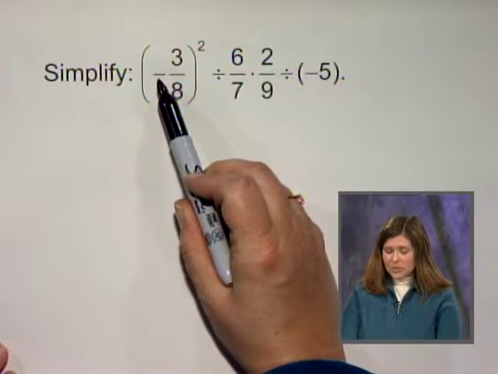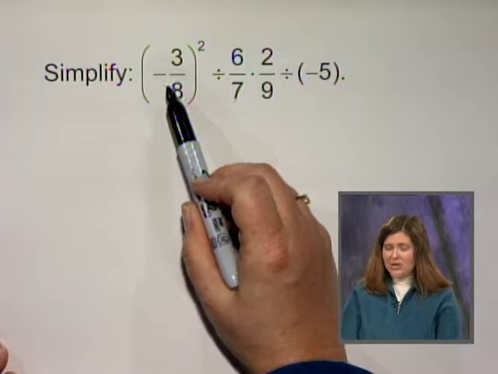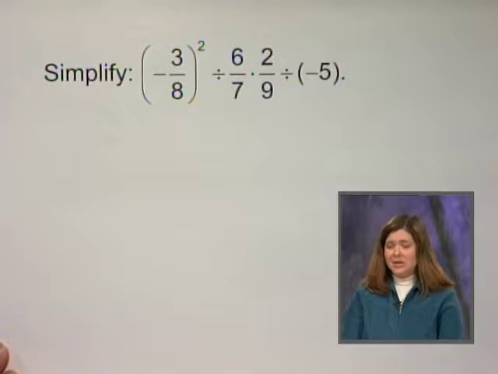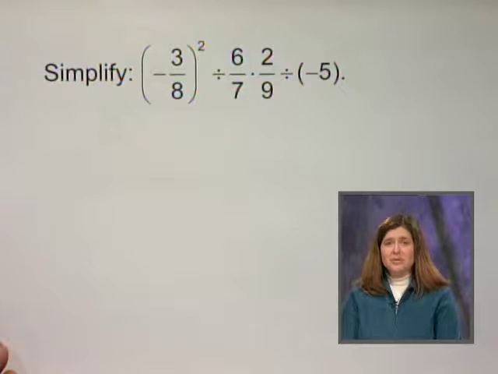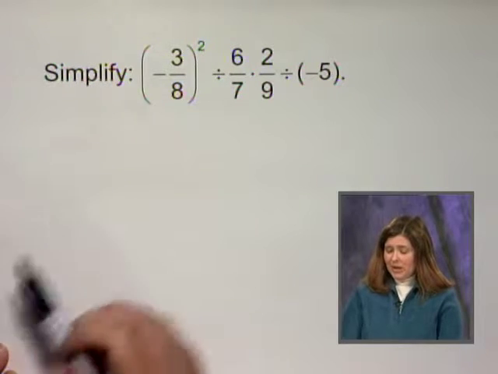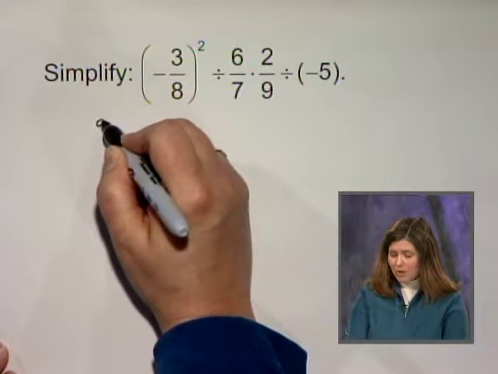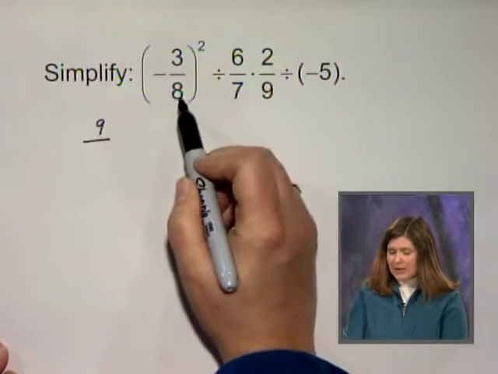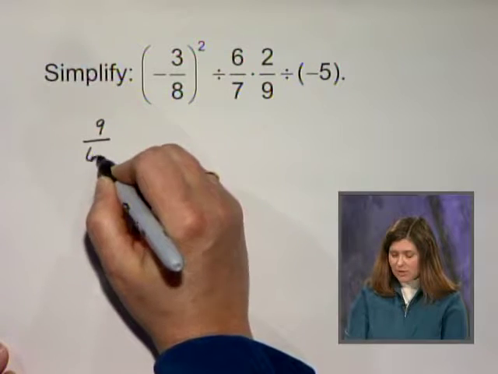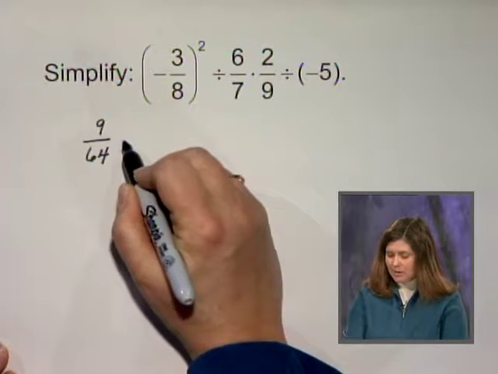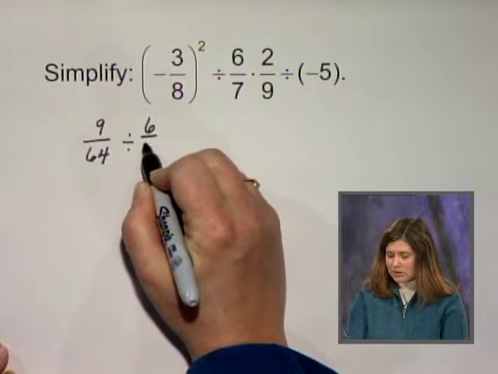We will square negative 3/8. That means multiplying negative 3/8 times negative 3/8. We have a negative number times a negative number, so the answer will be positive. And we would have 3 times 3, which is 9 in the numerator, 8 times 8, which is 64 in the denominator. And then I'm going to copy the rest of the expression.